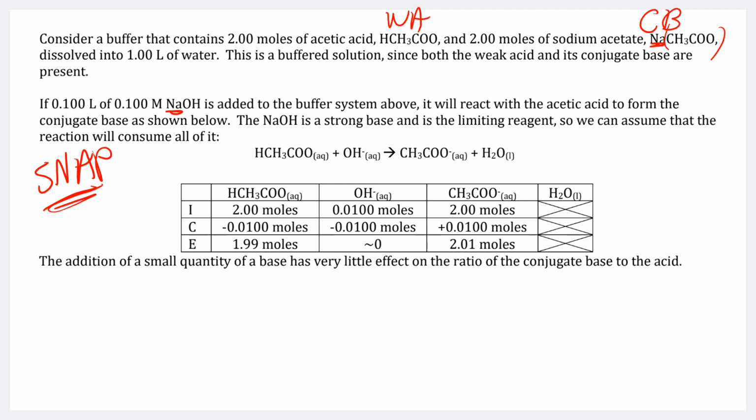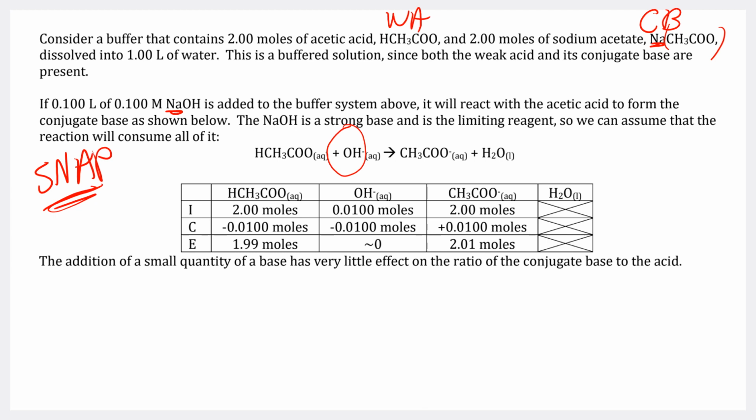So initially, I had 2 moles of acetic acid and 2 moles of sodium acetate. Adding NaOH, which is here, it produces your acetate ion, the conjugate base, and water. So the OH gets used up, so to speak, and it's consumed by the reaction itself.